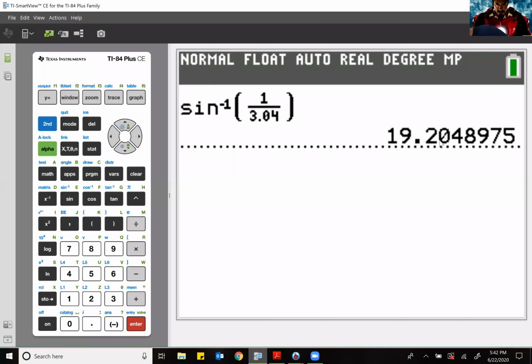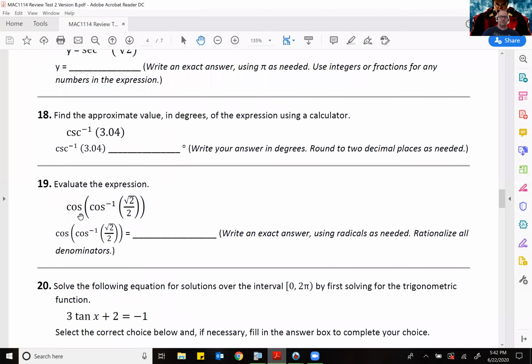All right. Number 19, the last one in 10.4. So number 19, they just want you running this information. So cosine of the cosine inverse of the square root of 2 over 2. Okay? So you're just running the problem as it is. Work with your parentheses and then work on the outside piece. And they want this to be an exact answer.